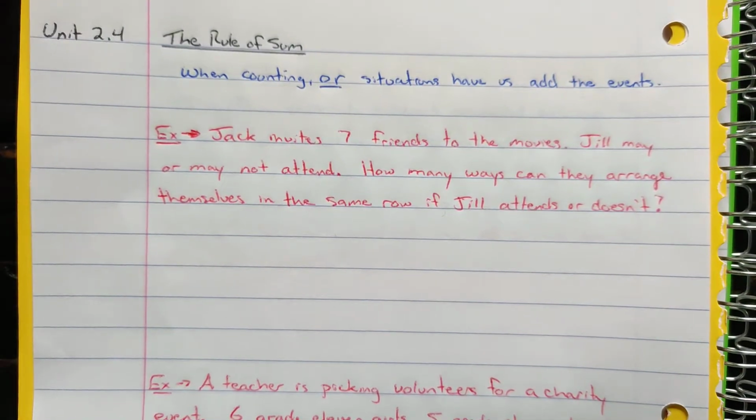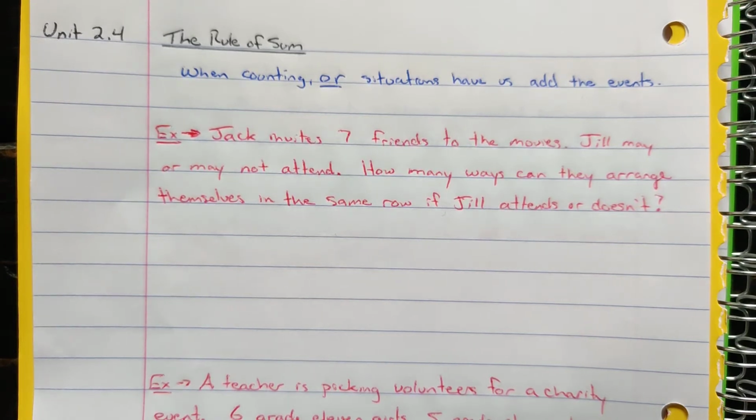Okay, so when we're doing our permutations, there's situations where multiple things could happen, in terms of we could have this or that, such as we are going to have to arrange 7 people or 9 people, depending on how many show up. And in that case, we have multiple situations, and thus in those cases, all we do is just add the events.